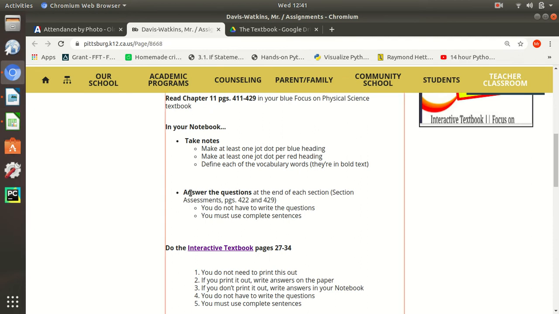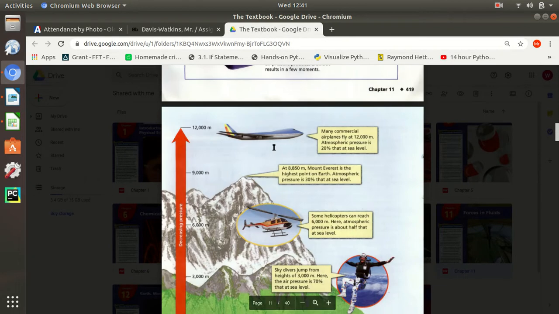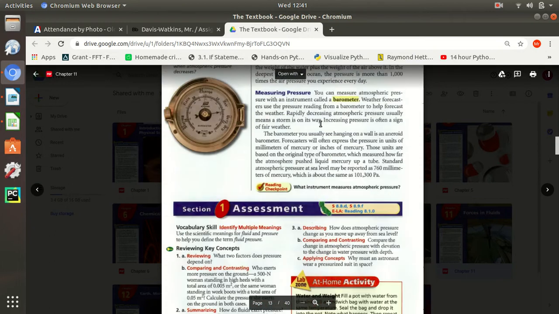Also, answering the questions. When we get to the end of each section, we'll have a section assessment. You don't have to write the questions for the section assessment, but you do have to use complete sentences. So let's go down. We're going to take notes on all of this, looking at all those jot dots we have to do, all the vocabulary words we have to define.